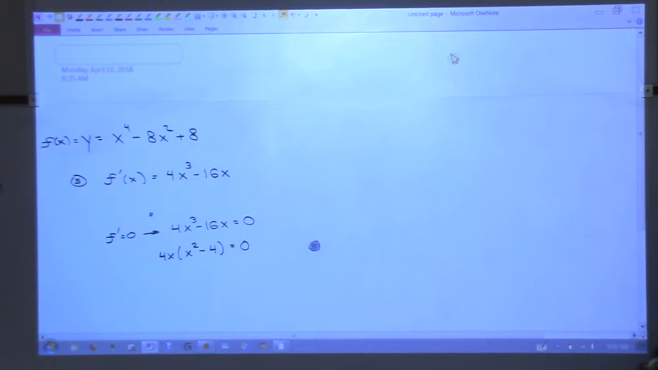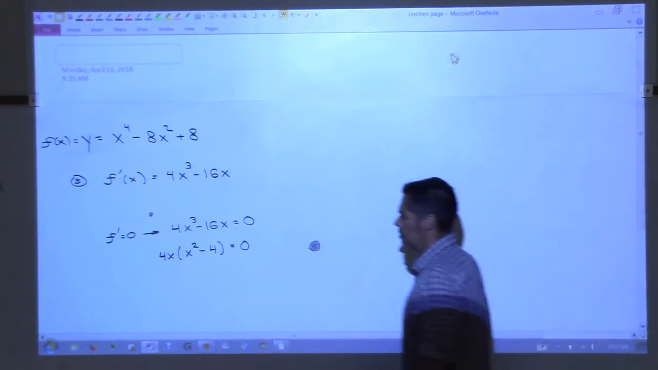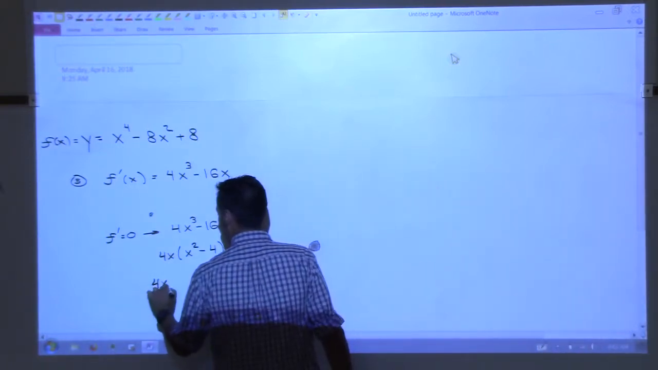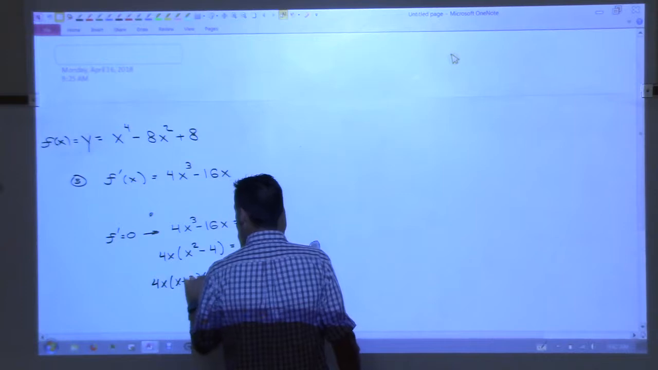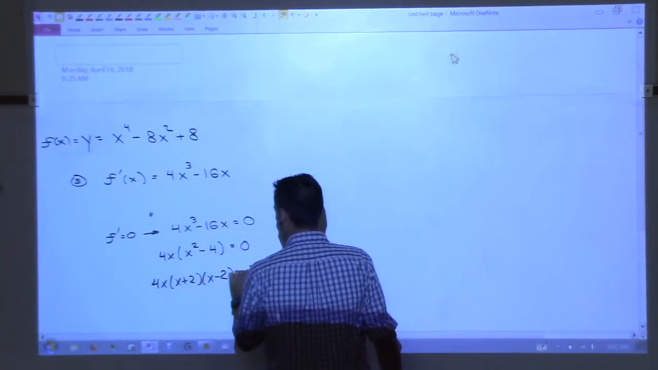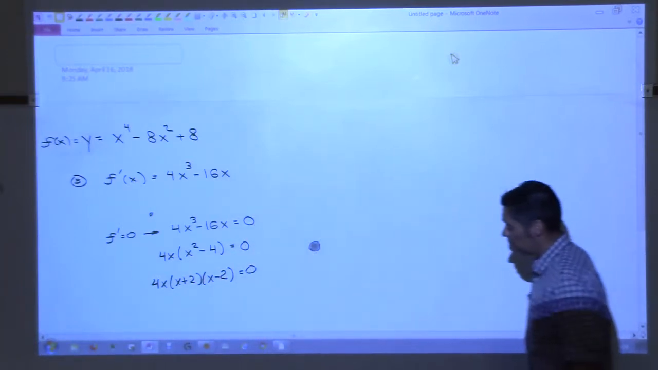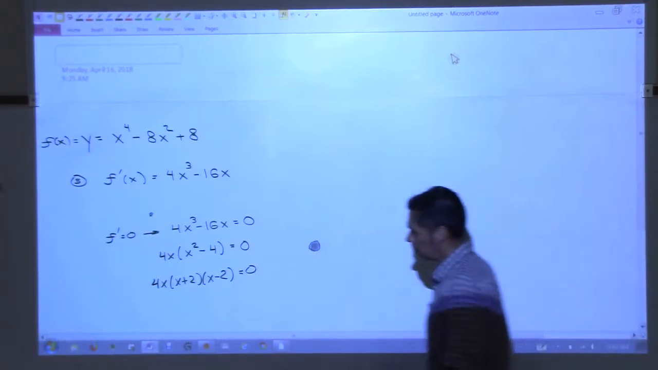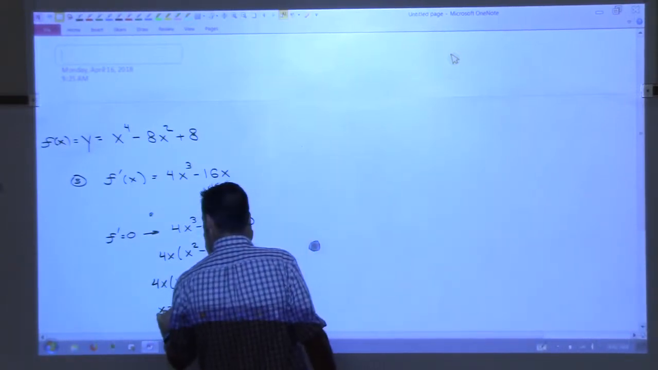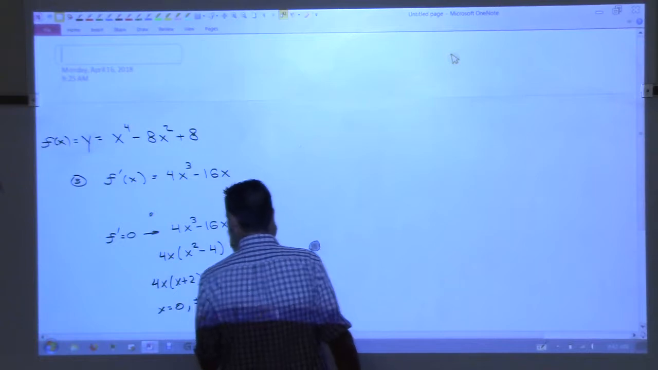What else? You see something else there? x squared minus 4 is the difference of squares, so (x plus 2)(x minus 2). So we have how many solutions there? 3 of them. So x is 0 and positive and negative 2.